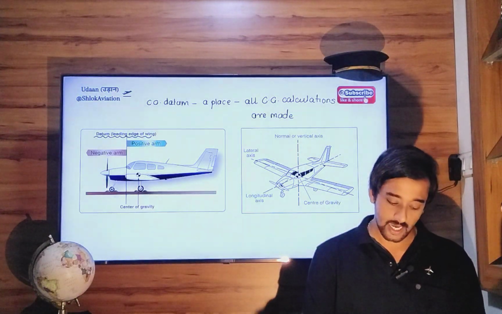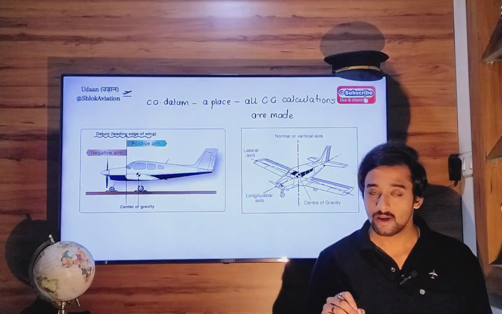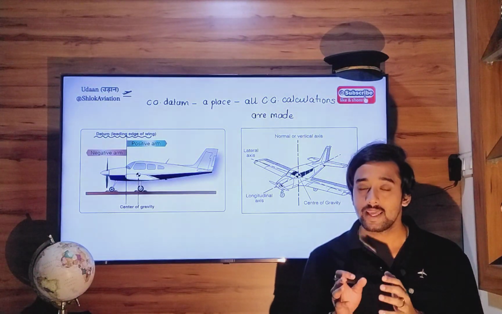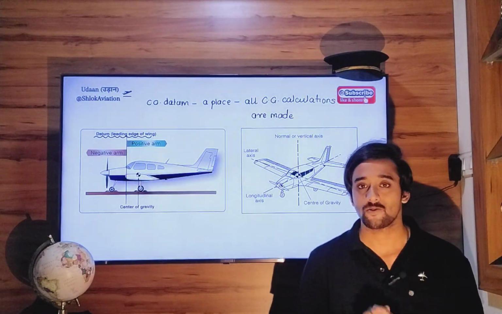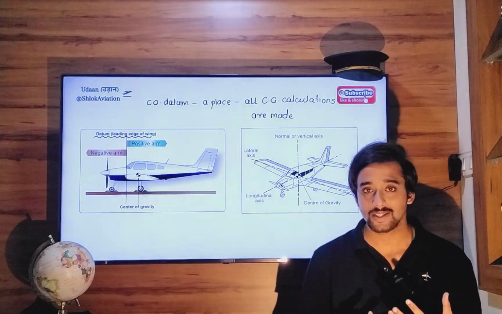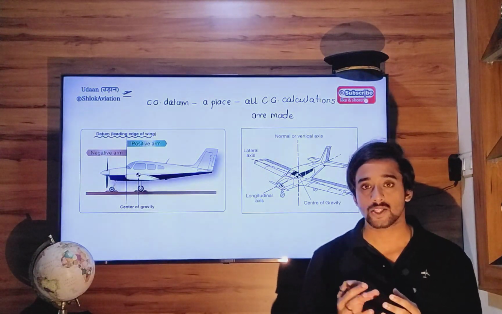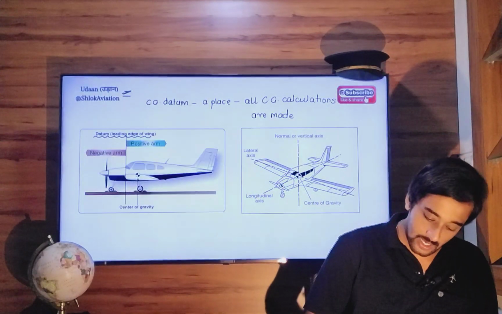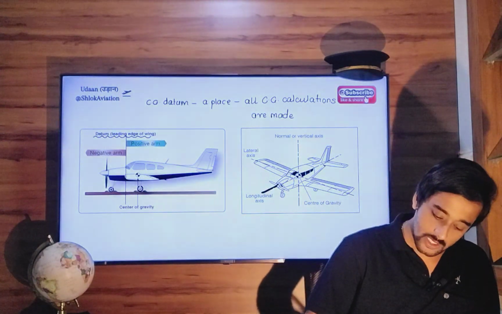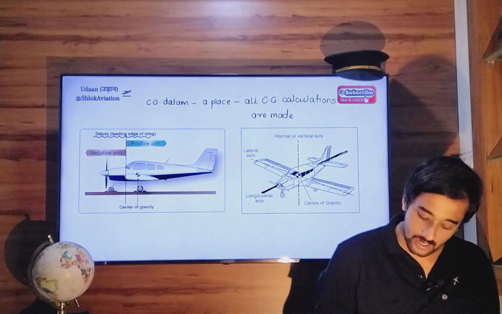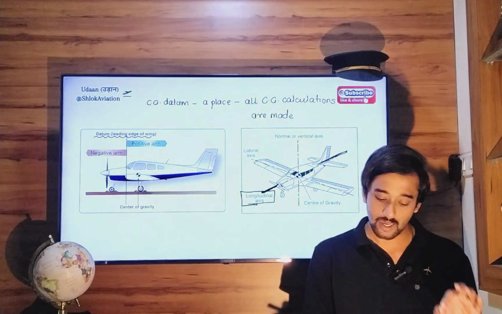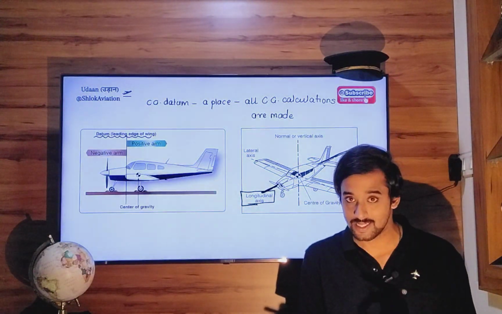Second point is that this center of gravity datum can be placed anywhere on the longitudinal axis of aircraft. What is the longitudinal axis? It is an imaginary line passing through the nose and the tail of aircraft. This is your longitudinal axis. So this datum can be anywhere on the longitudinal axis.